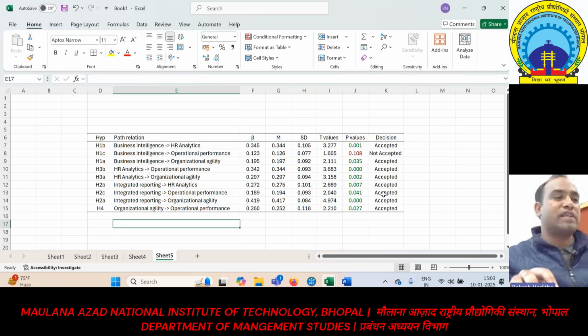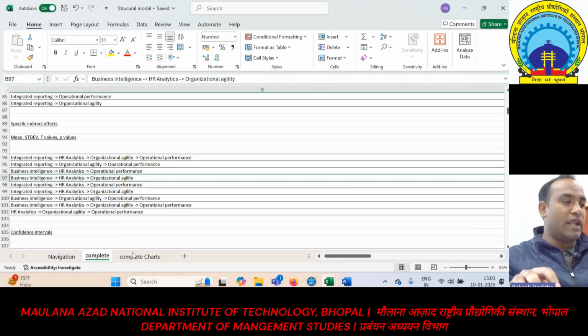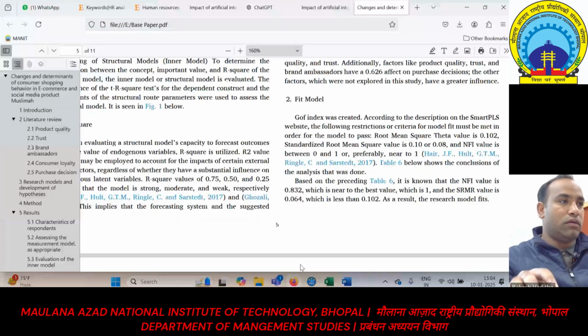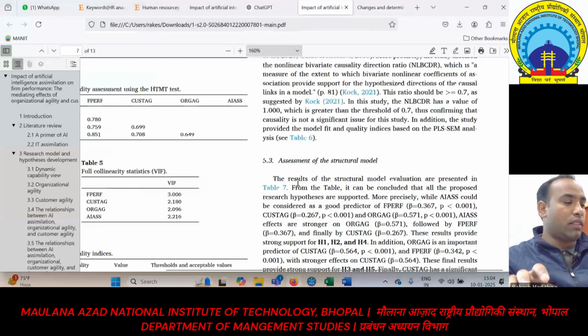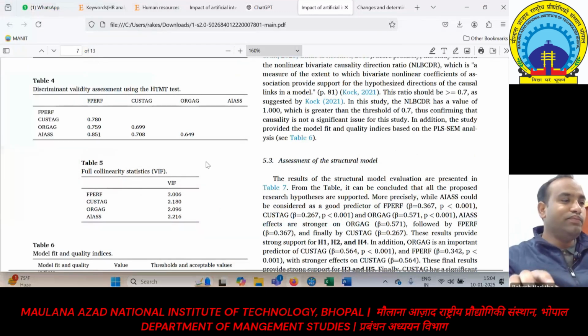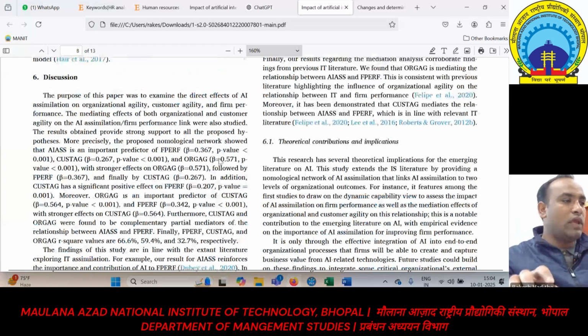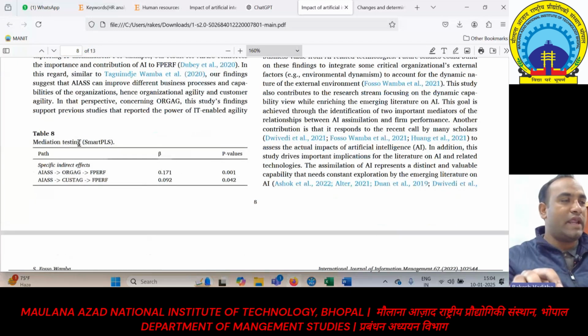Here we have mentioned accepted. If it is a mediating role, in case the significance level is below 0.05, we have to mention mediated. That we can get from the specific indirect effects. Here you can see specific indirect.